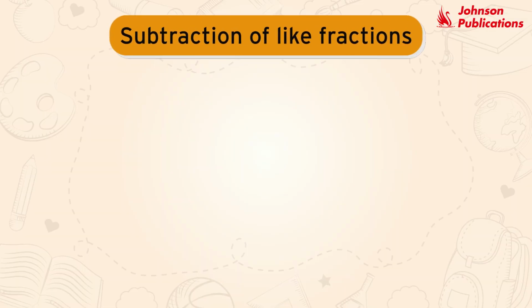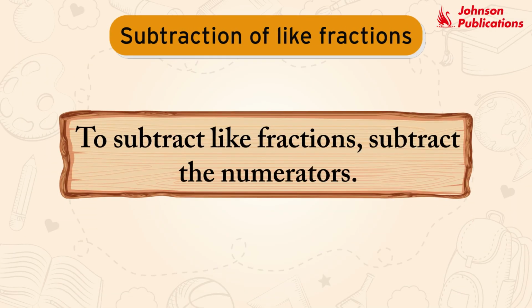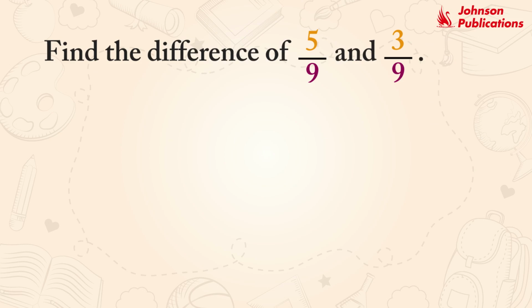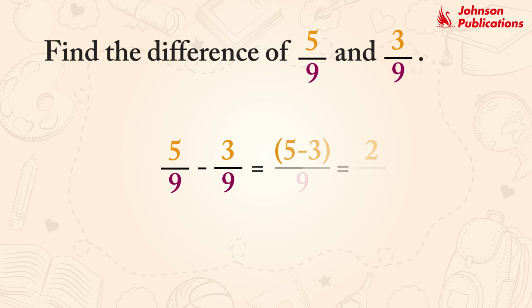Subtraction of like fractions. To subtract like fractions, find the difference of the numerators. Let us find the difference of 5 by 9 and 3 by 9. The denominators are the same. So, subtract the numerators. We get the difference 2 by 9.